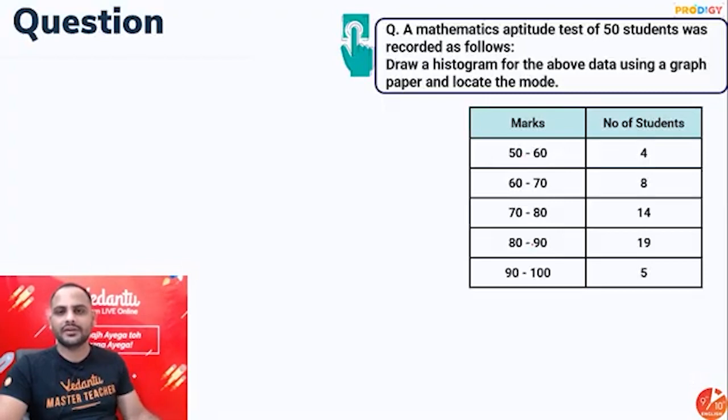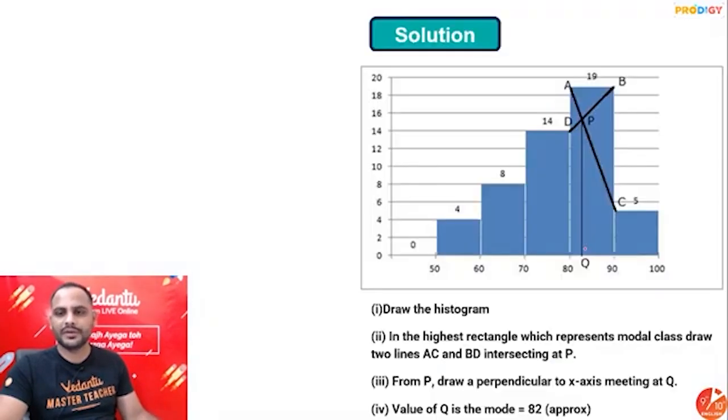Marks are given. Make the histogram for it. So if you make the histogram, 50 to 60, 60 to 70, 70 to 80, 80 to 90, 90 to 100. The modal class is over here. A is joined with this point C, B is joined with this point D. The intersection point, if you see, is around 82. 82 is coming. See, the histogram is the easiest question, right? Just draw it and find the mode. Draw the histogram, take the modal class, make the cross.